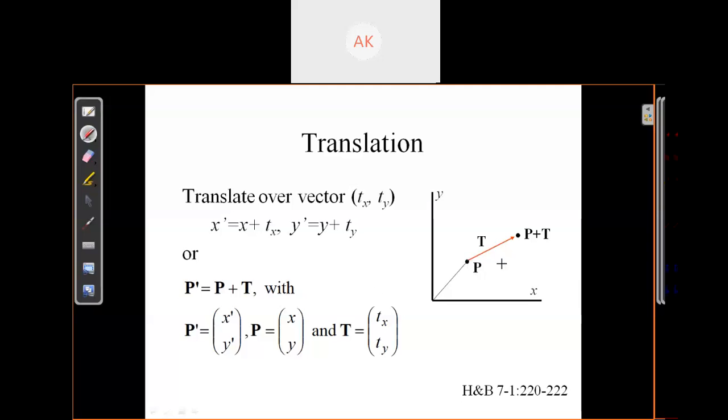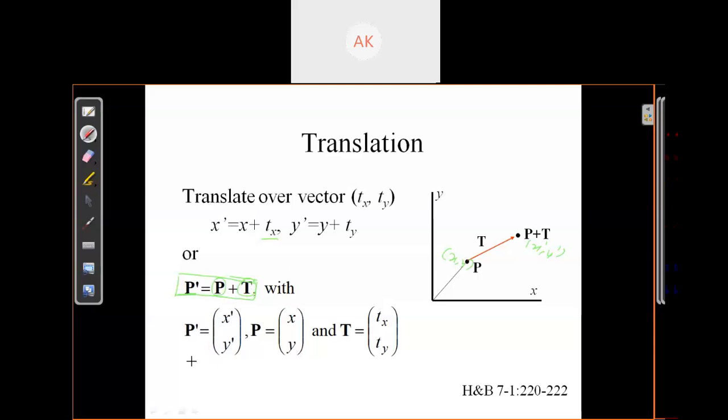This is the original position of our object and this is the translated position of our object. Here the coordinates are x and y, and the translated object's coordinates are x dash, y dash. So we can easily write x dash equals x plus tx, and y dash equals y plus ty. This is the formula for translation: our original object position plus our translation parameter, then we will get our translated object position.